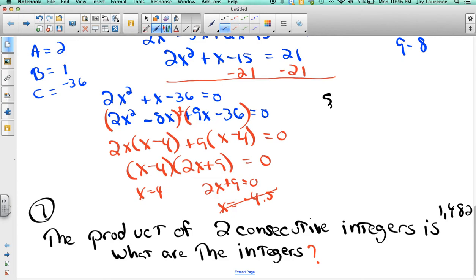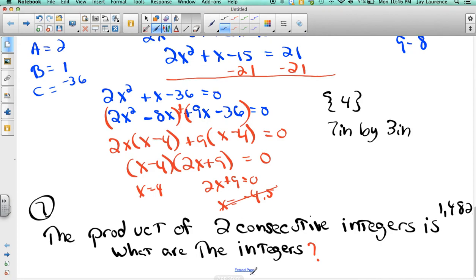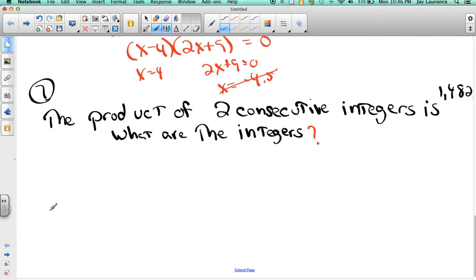So my solution set is 4, and then my dimensions are 7 inches by 3 inches. All right, last problem down here. The product of two consecutive integers is 1,482. What are the integers? Well, remember, we have to define our variables.